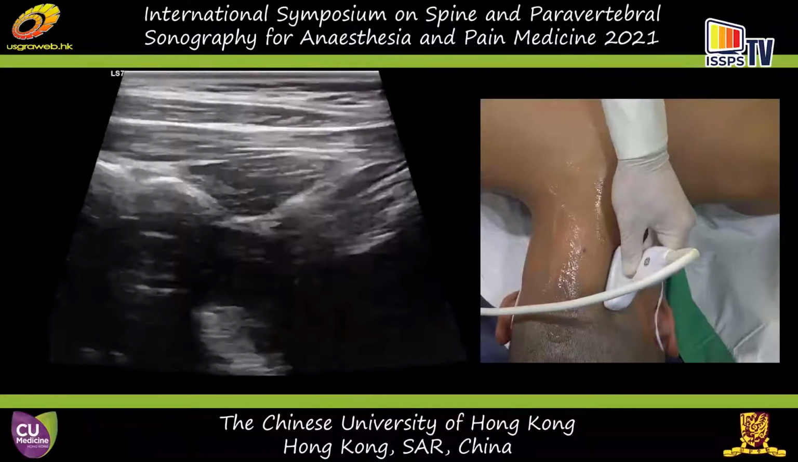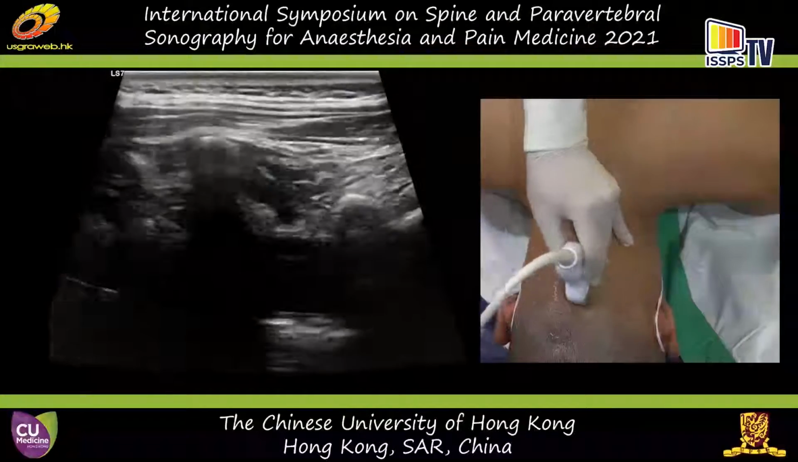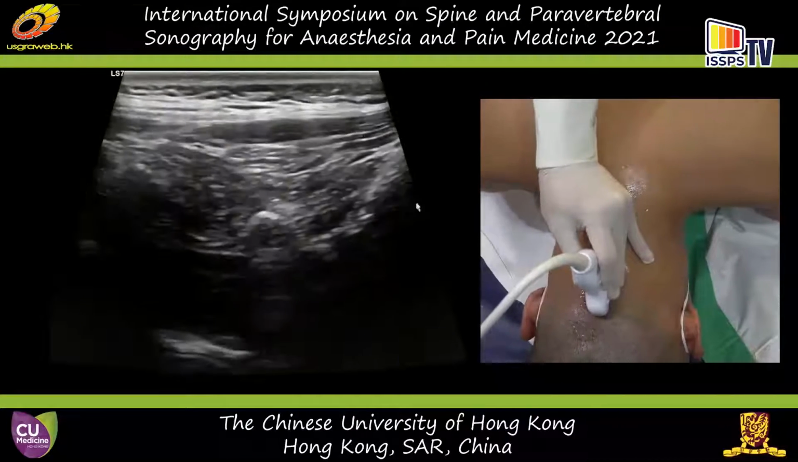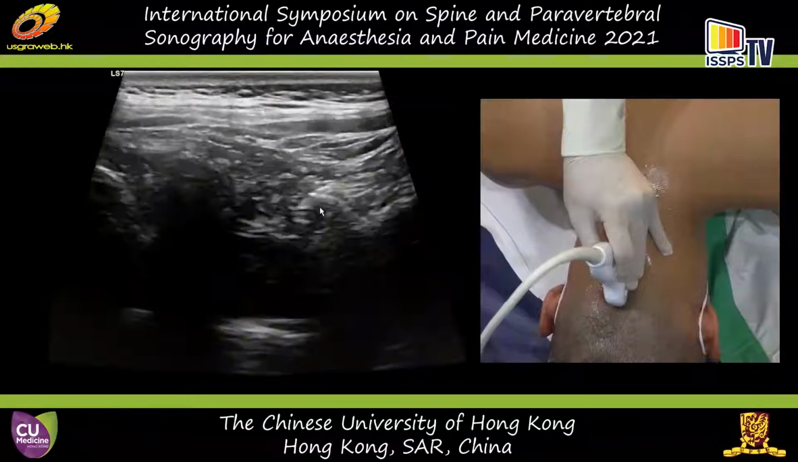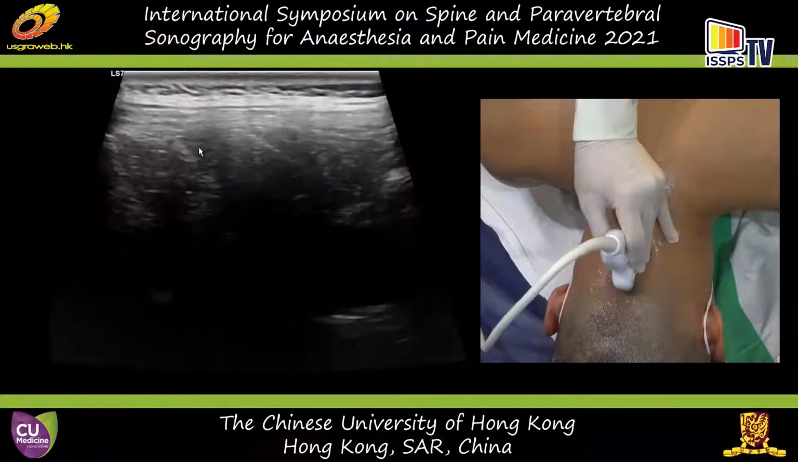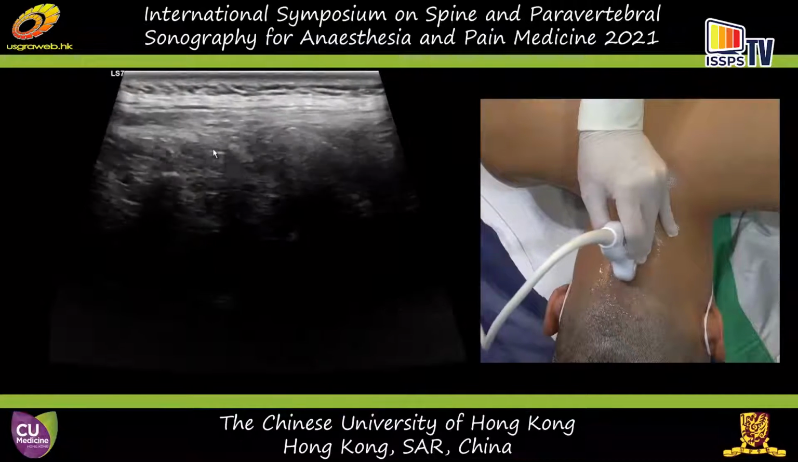Okay, so let me go back to the other parts of this. If I go to the long axis in the midline, we can see the occiput, we can see the C1, the posterior arch of that. We can see the C2 spinous process. We can see the C3, the bony landmark.